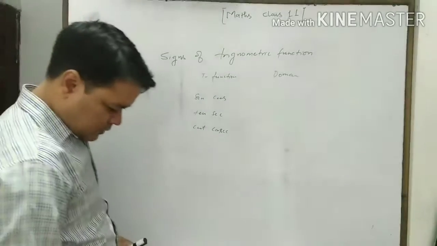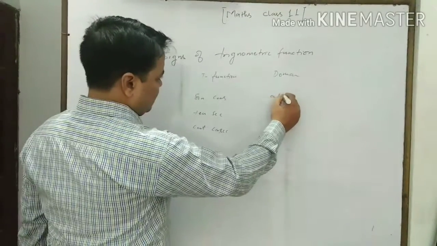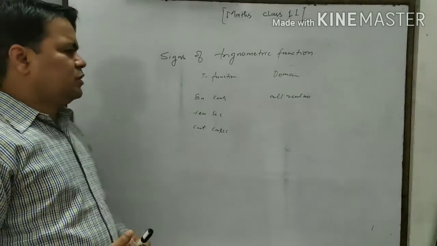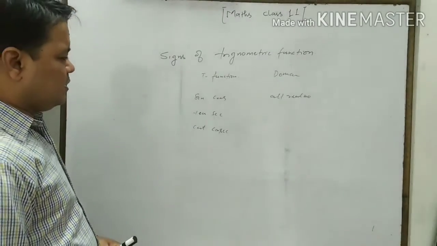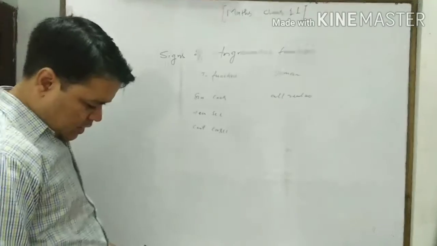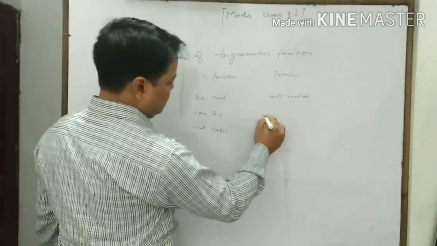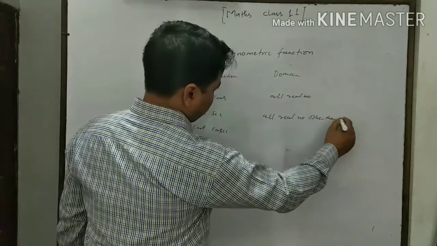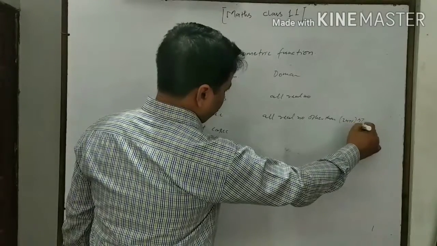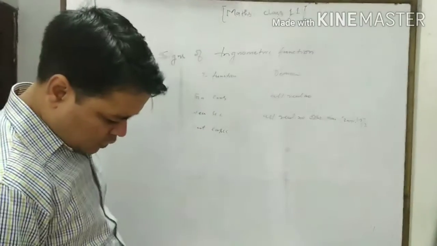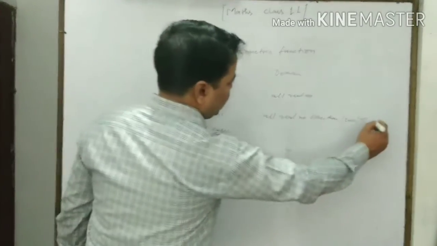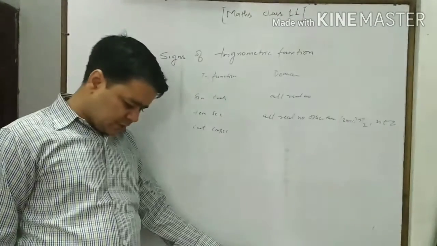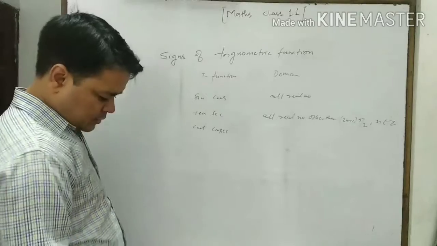The domain of sine and cos is all real numbers. For sine and cos trigonometric ratios, the domain will be all real numbers. For tan and sec, all real numbers other than (2n plus 1) pi by 2, where n belongs to integer. Similarly, the domain of cot and cosec will be all real numbers other than n pi.